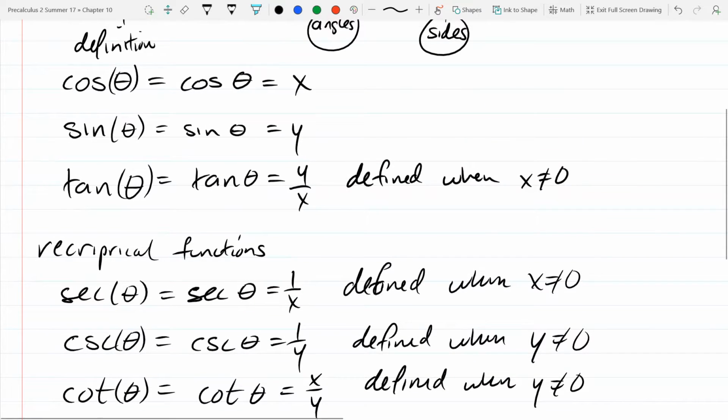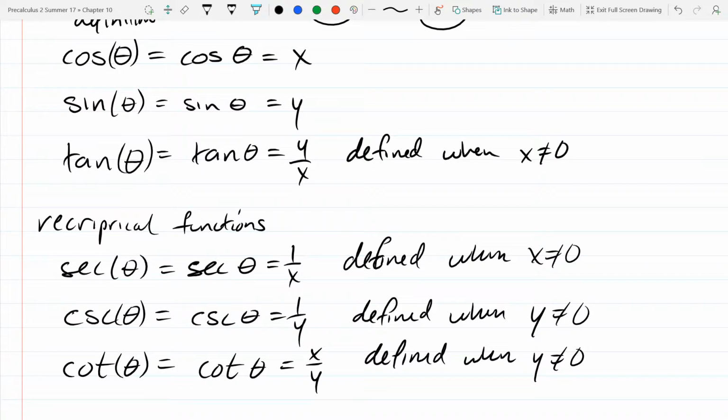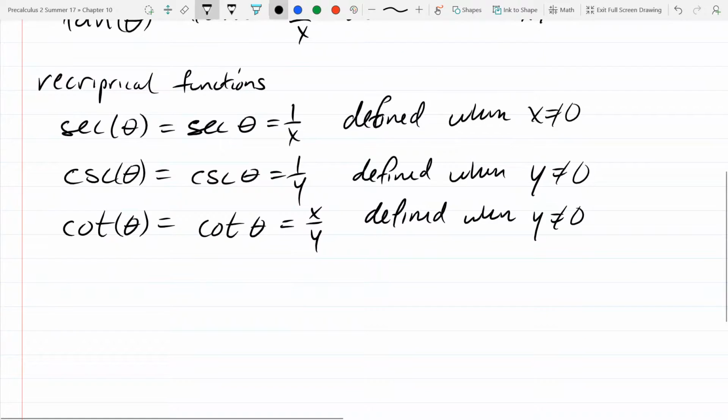All right, so those are the 6 trig functions. The first 3 I would just call the regular trig functions or the standard trig functions. The second 3 I would call the reciprocal functions. So these are the definitions right here, and we're going to do some examples with these, just using the definition.